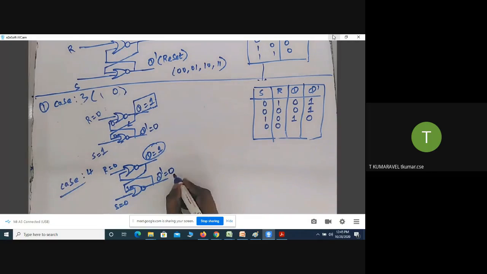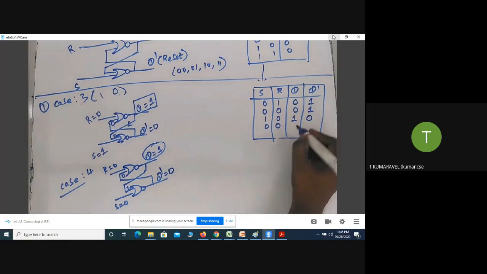So this is a feedback for this NOR gate. What is the 0 0? Both the inputs are 0 0, in the sense the output value is equal to 1. So what happened? It will retain the previous stage. This is retaining the previous stage.